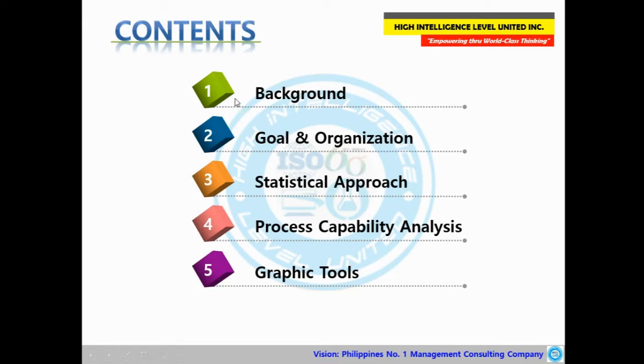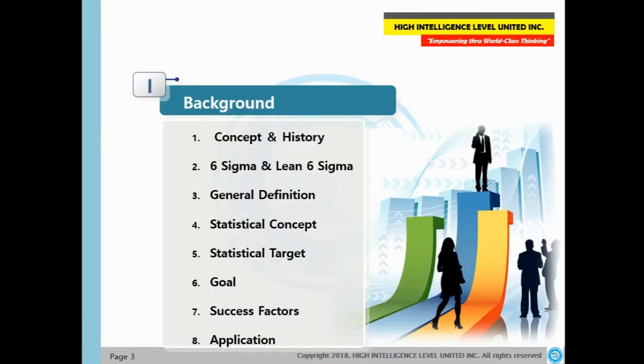In this training, we start with the background first, and goal and organization, statistical approach, process capability analysis, and finally, graphic tools. From the beginning, the background, concept and history, what is Six Sigma and Lean Six Sigma, general definition, statistical concept, target, goal, success factors, application.